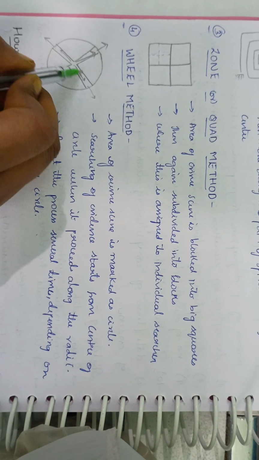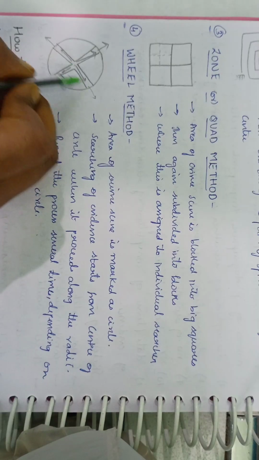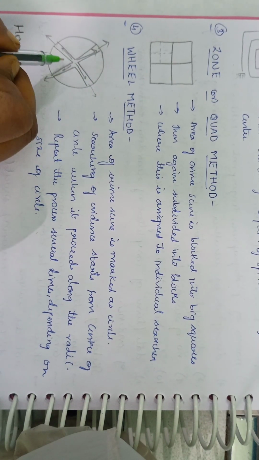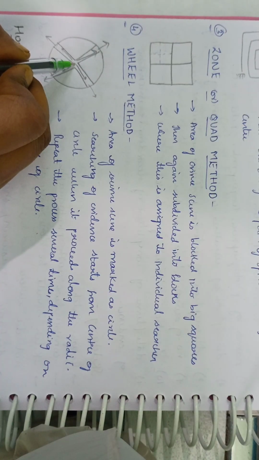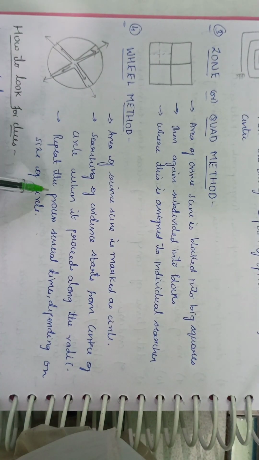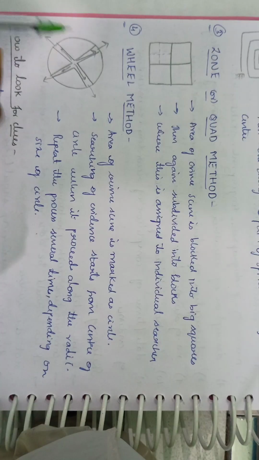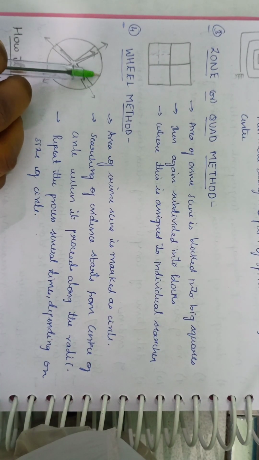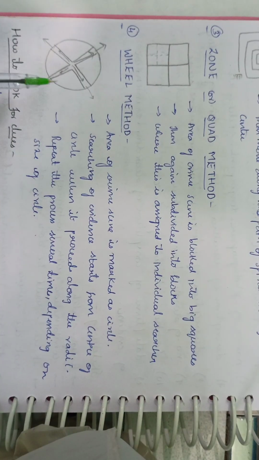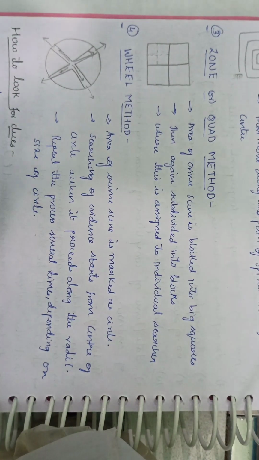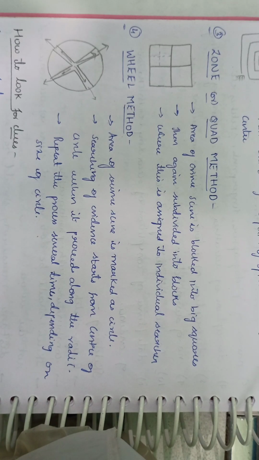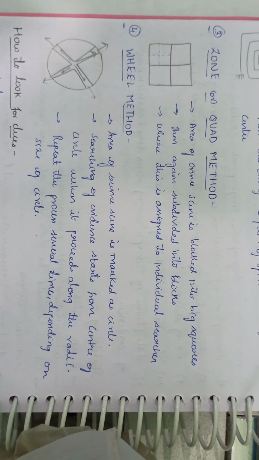You know what is meant by radii? This is the radius of the circle, right? So along the radius, they will move in this direction or this direction, whatever direction it may be. But they will start from the center of the circle, and they will repeat this process several times depending on the size of the circle. If it is indoor, they will search for the evidence maybe 2 to 3 times. But if it is a very big place, then the process will be repeated several more times.